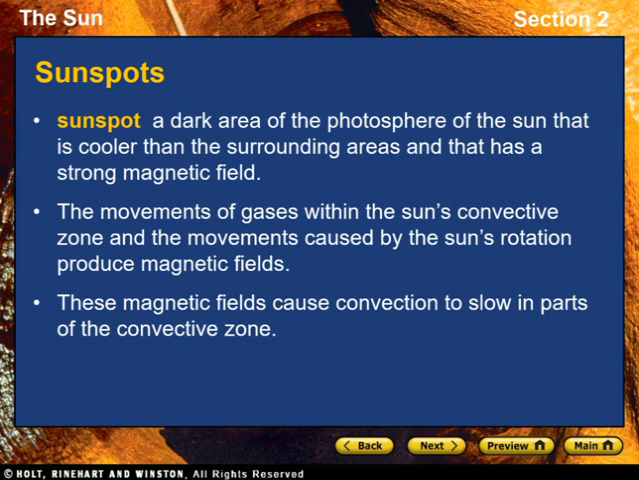Chapter 29, Section 2, Solar Activity. The gases that make up the sun's interior and atmosphere are in constant motion. The energy produced in the sun's core and the force of gravity combine to cause the continuous rising and sinking of gases. The gases also move because the sun rotates on its axis.